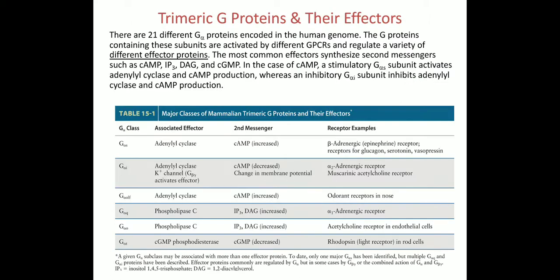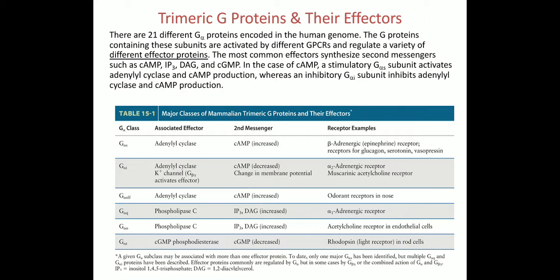These are some effector proteins. Then there is the association of the G alpha or G protein coupled classes, and because of them the production of a secondary messenger increases. The examples of the receptors are present in these tables.